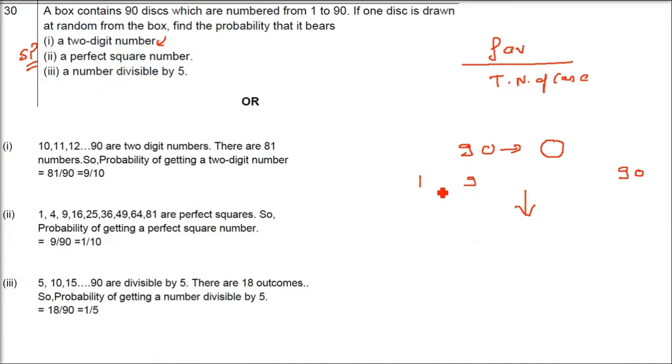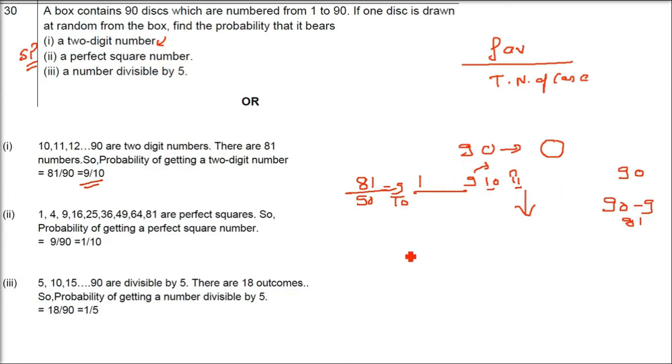2-digit number. From 1 to 9, there are 1-digit numbers. But after 9, it starts with 10. So 10 is the first 2-digit number, 10, 11, 12 like this. So how many 2-digit numbers are there? You can subtract these 9 single-digit numbers from 90. So 90 minus 9 is going to be 81. So 81 favorable cases, and the number of total cases is 90. So 81 by 90, that is 9 by 10, is the answer here.